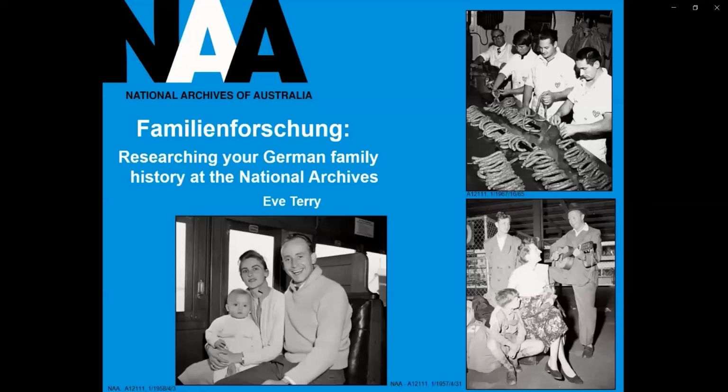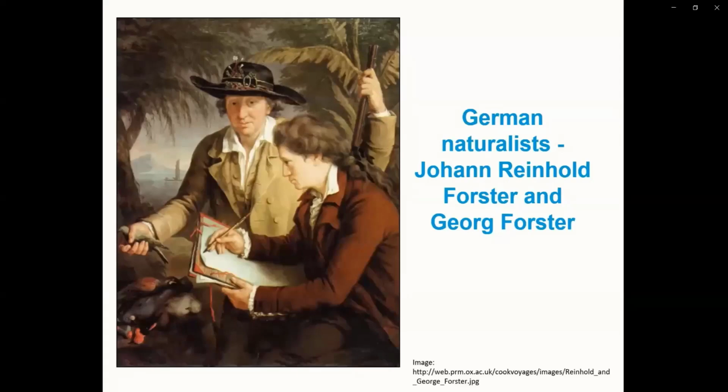The earliest Germans to land in Australia would be the two German crew members and one German scientist that Captain James Cook had with him on board the ship Adventure in 1770, when he claimed Australia for Great Britain. These two gentlemen pictured, Johann Reinhold Forster and his son Georg, were naturalists who accompanied Captain Cook on his second voyage from 1772 to 1775. There were also Germans who were part of the First Fleet in 1788.